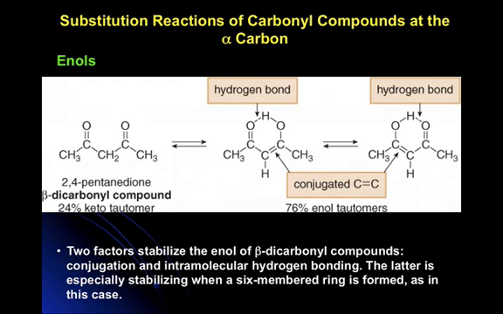So for a typical ketone, the keto form is favored. But there are situations where the enol form is favored. So you want to think about things like hydrogen bonding, resonance, conjugation, aromaticity. Those types of things can actually favor the enol forms quite substantially, as you can see from these slides.